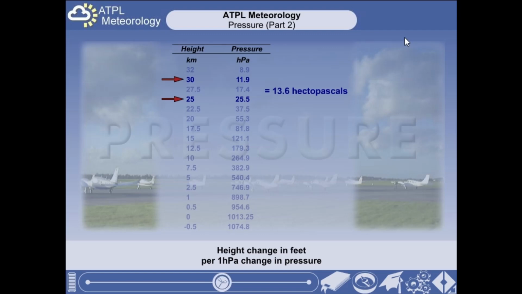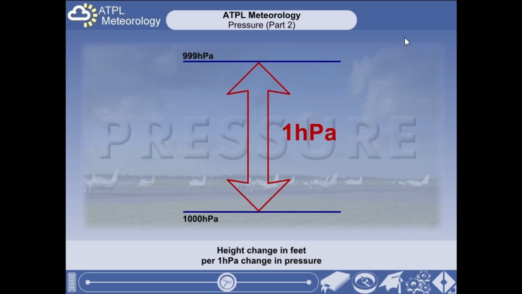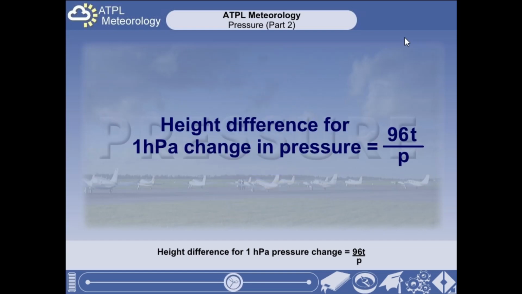In the previous example, we have seen how the pressure lapse rate changes with height. An alternative view is to see how height change varies with a given pressure value. In other words, what increase of height corresponds with a fall in pressure of 1 hectopascal. There is a numerical method of calculating the vertical height change per hectopascal. The formula is shown in the diagram.